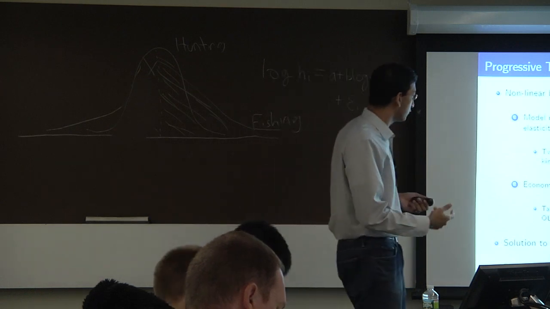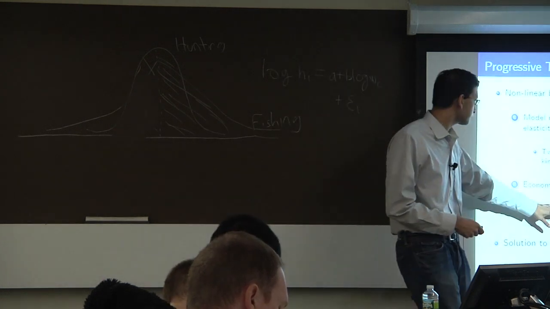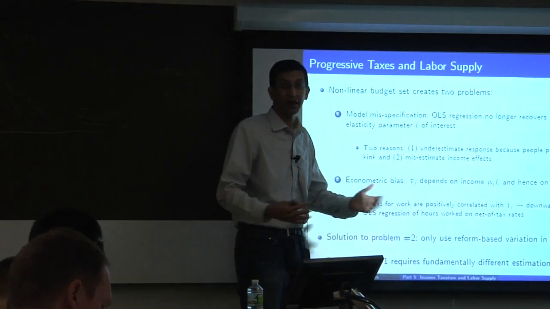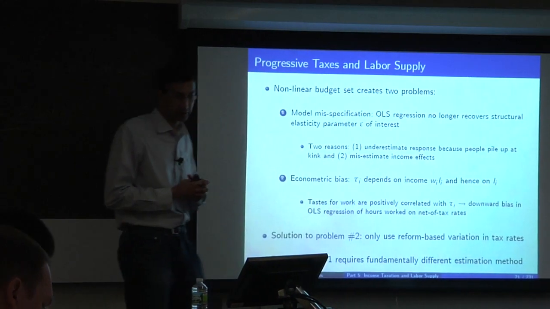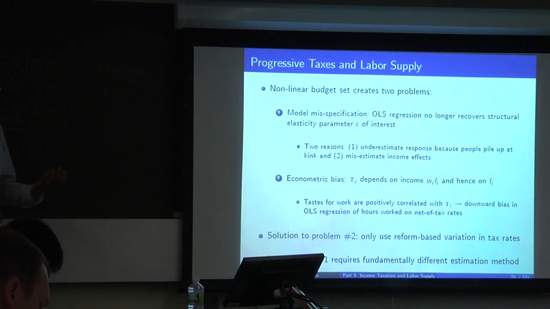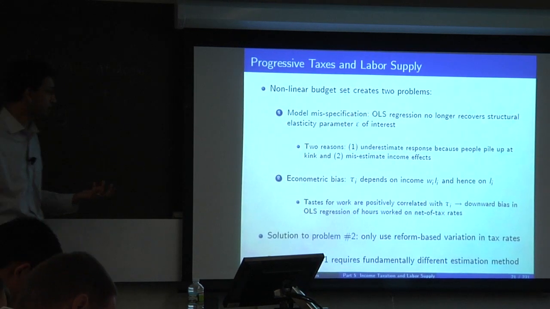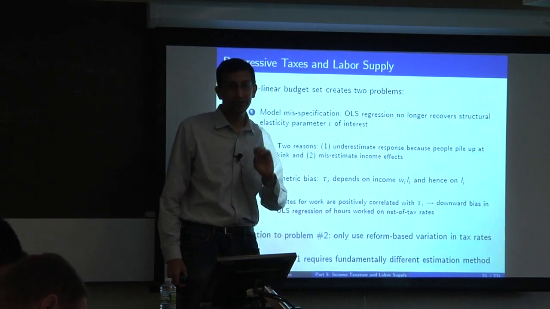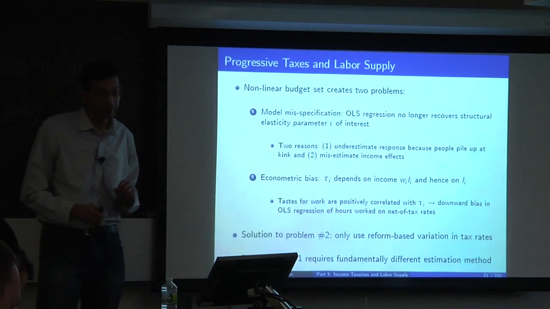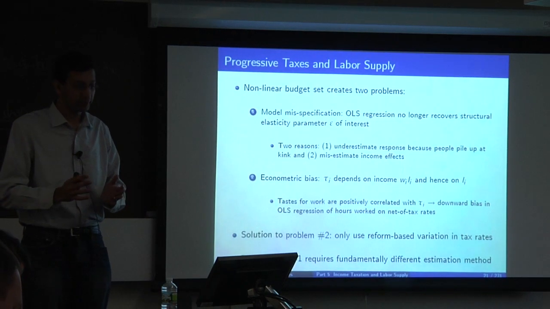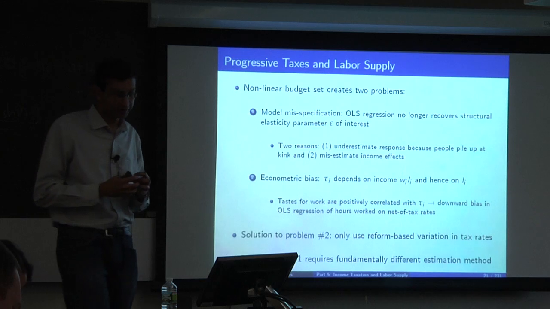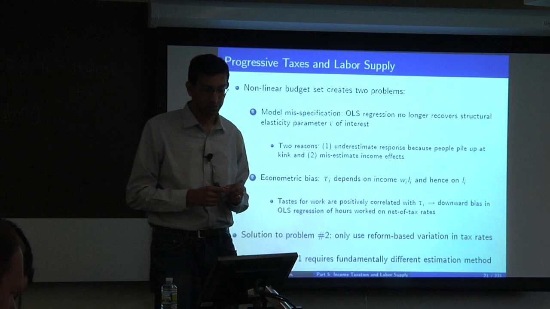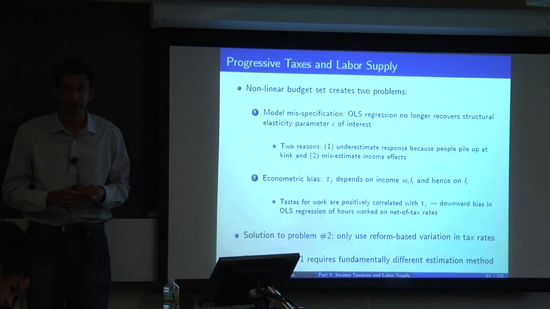And so that form of reverse causality is going to create bias in your elasticity estimate if you just ran a naive regression of hours of work on tax rates. What's the intuition? Tastes for work are going to be positively correlated with tax rates, right? The higher your unobserved taste for work, the greater the tax bracket that you're going to be in, right? The more you earn, the higher the marginal tax rate you're going to face. And that's going to create a downward bias in an OLS regression of hours of work on net of tax rates, okay?